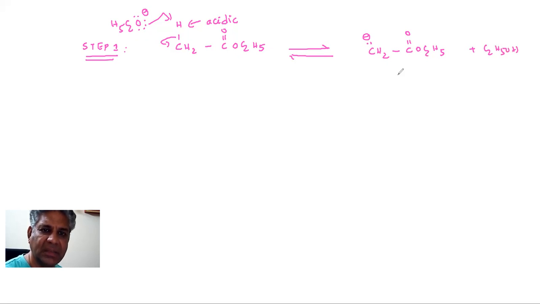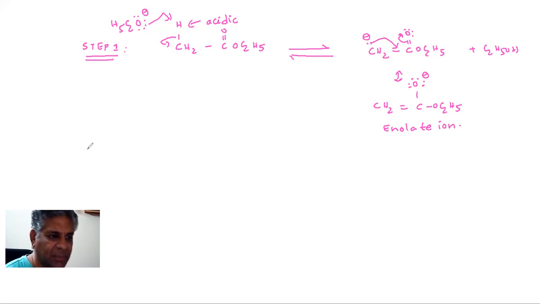So this is a resonance stabilized carbanion, right? So you know already we have discussed this resonance structure. So therefore you can write down the resonance structure very easily, where you have p-pi conjugation. And this is what we call an enolate ion. Enolate ion. Next step 2, of course, you know that it is a nucleophilic addition elimination step. And then finally hydrolysis.